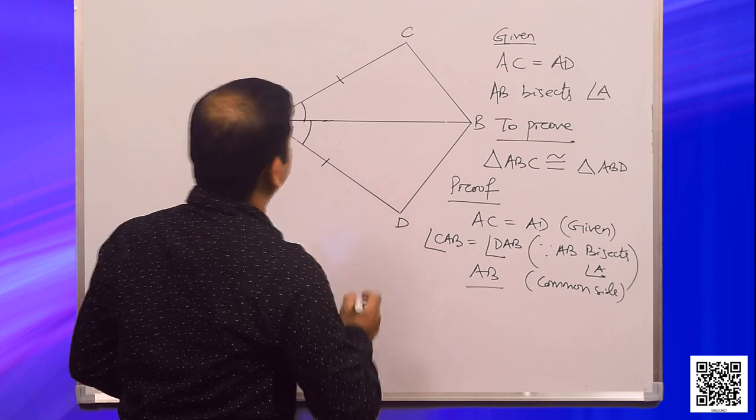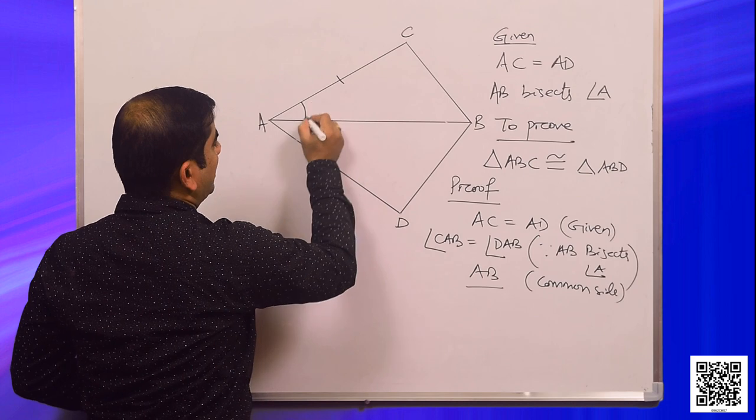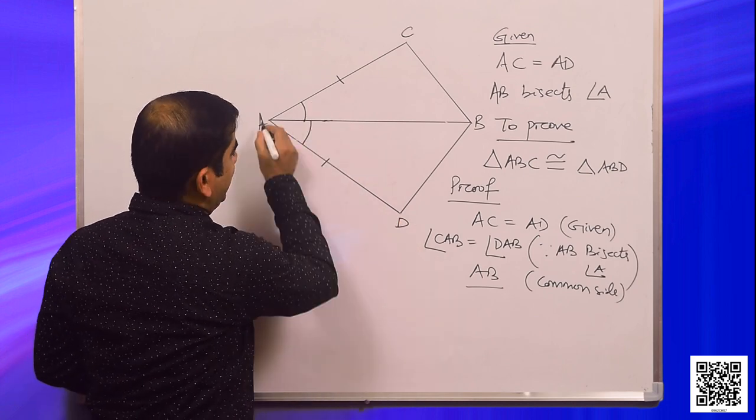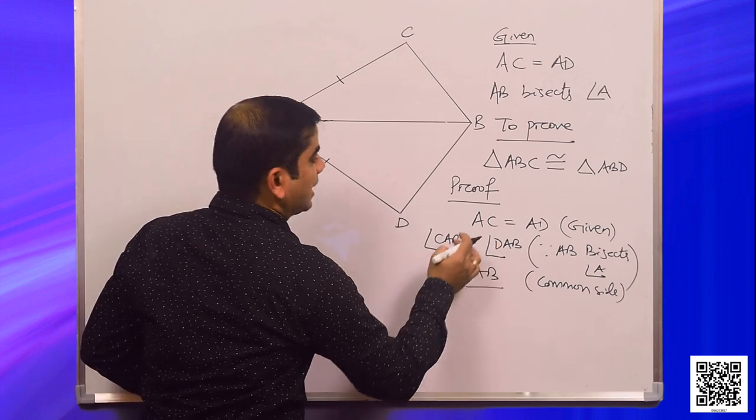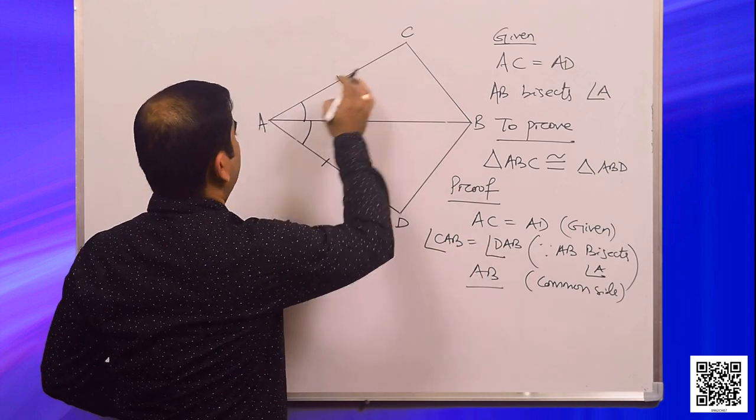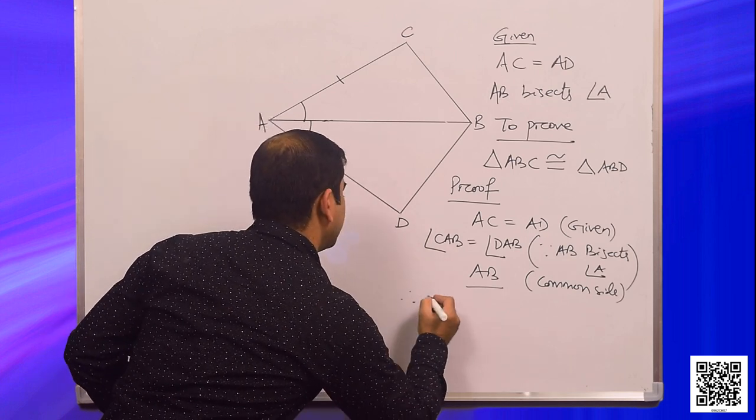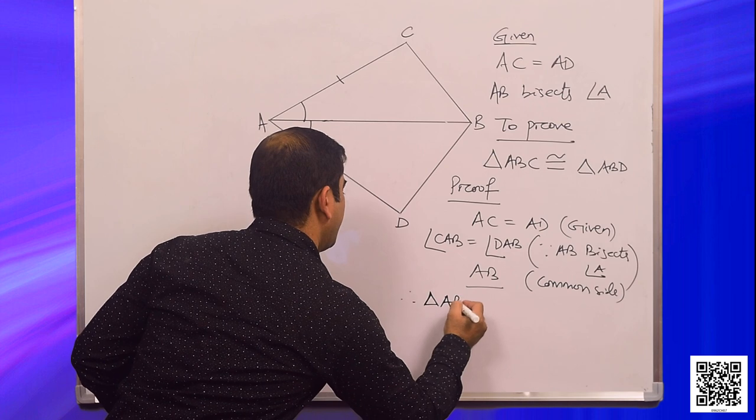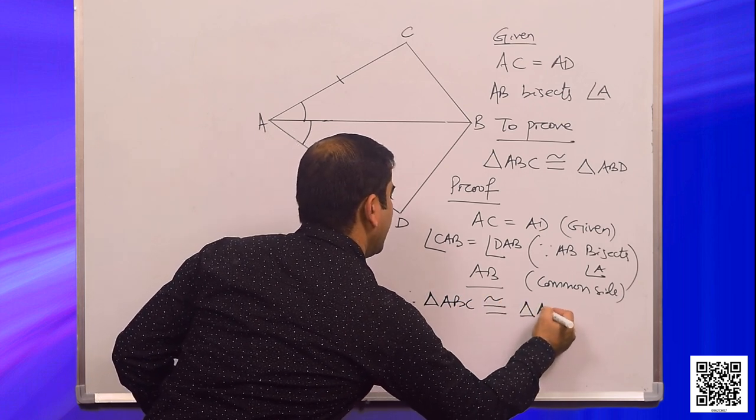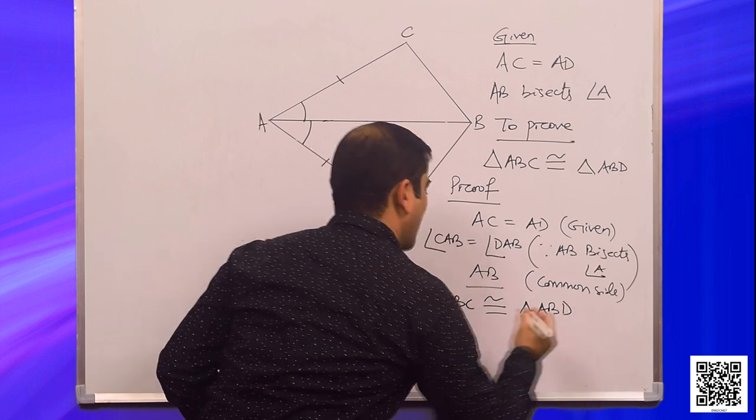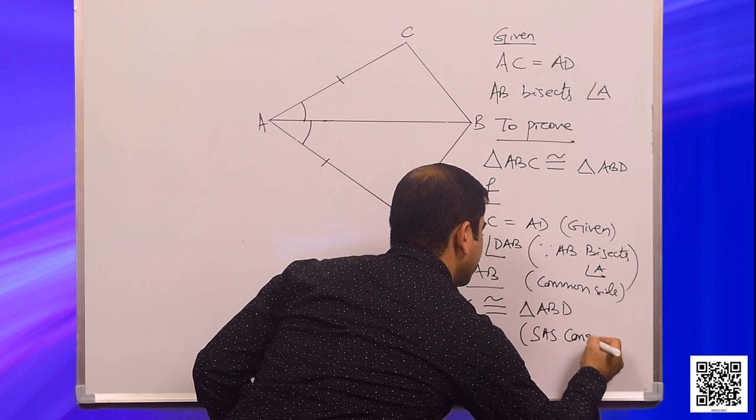So, let us check AC and AB, this is the included angle, AD and AB, this is the included angle. That means the included angles CAB and DAB are equal. So, we can say that triangle ABC is congruent to triangle ABD. Why? That is because of SAS congruency.